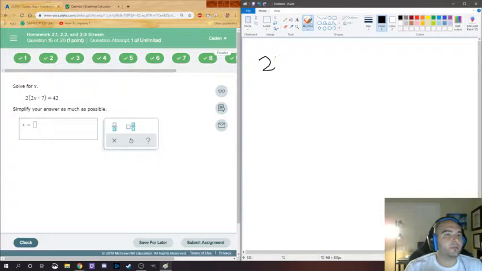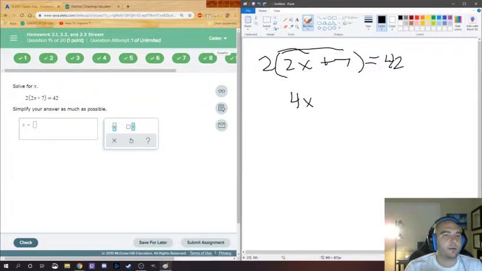Alright, on this one, I'm gonna treat it like maybe a person who says, okay, I'm gonna distribute. Because I get the feeling that a lot of people, when they see this, are gonna go, I'm just gonna distribute. Okay, that's fine. You're not gonna be wrong. 2 times 2 is 4. 2 times 7 is 14. And then you got 42. The only issue with not doing the division of this number on the outside 2 first is you get a big number to mess with here, but it's not too bad.